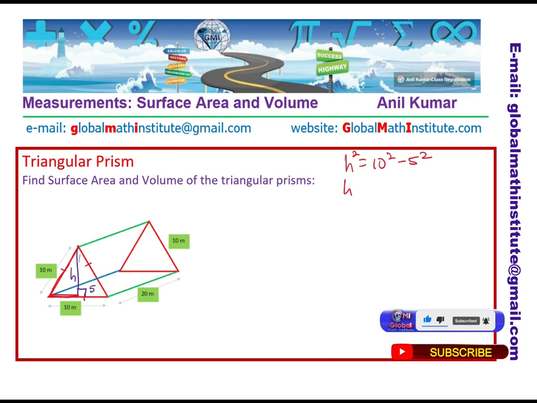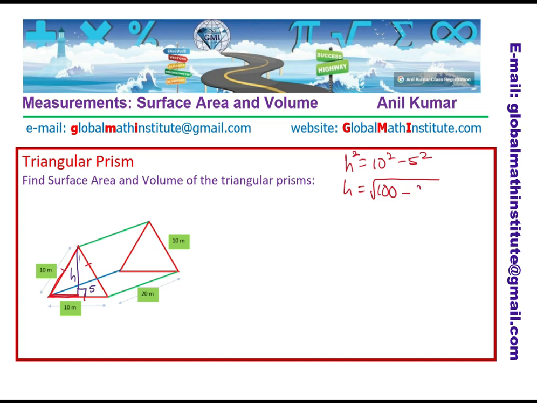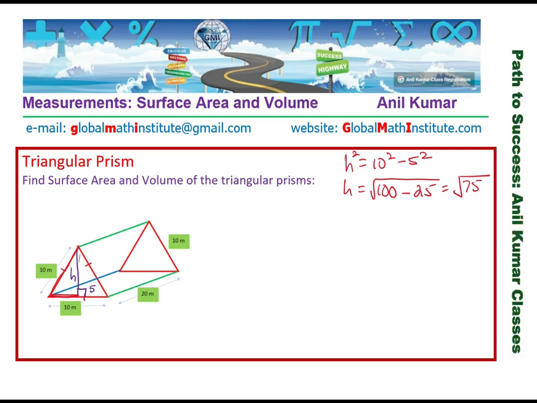And so we can write this h as the square root of 10 squared, which is 100, minus 5 squared, which is 25, which is the square root of 75. So that is what you get. Now you can use a calculator to calculate this value, right? So I'll use the calculator since you in grade 8 may not know how to work with radicals. So we'll now do a decimal equivalent of the square root of 75, which is approximately 8.66. So we'll take this height as 8.66.